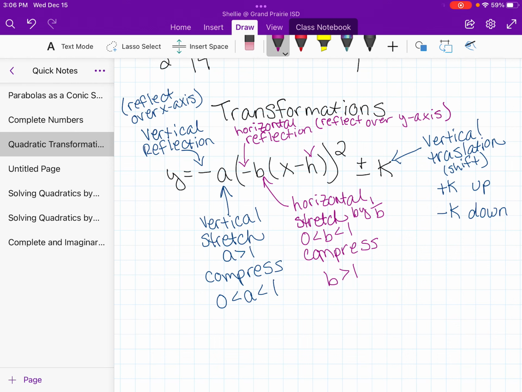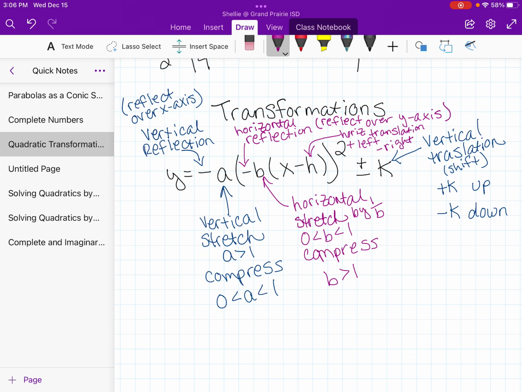Then here, the H, that is your horizontal translation. A horizontal translation, if it is positive, you actually go to the left. And if it is negative, you actually go to the right. So I do like to think about everything in the parentheses as opposite of what would happen to it if it were outside of the parentheses.